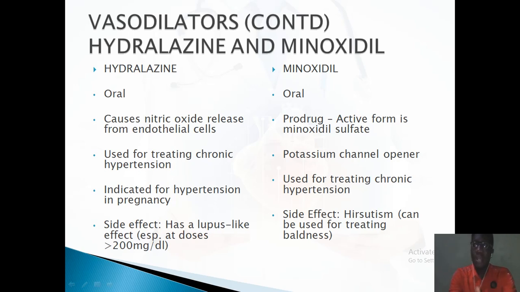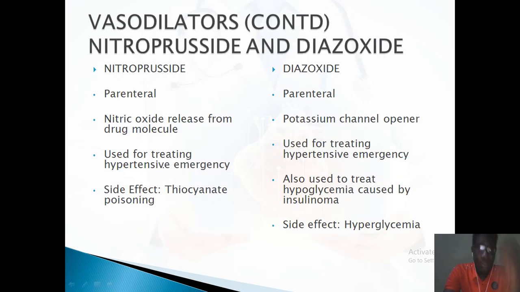They are both oral, have relatively long duration of action, so they can be used for treating chronic hypertension. They are not used for hypertensive emergencies. So next on our list of vasodilators is nitroprusside and diazoxide. Both of them parenteral, both of them short duration of action, both of them can be used for hypertensive emergencies.